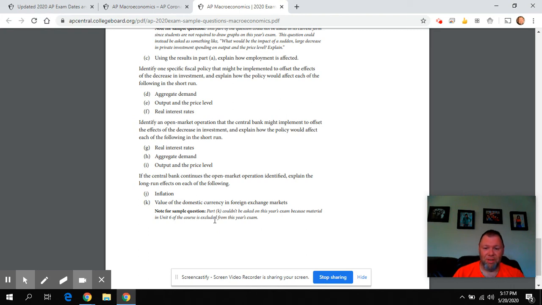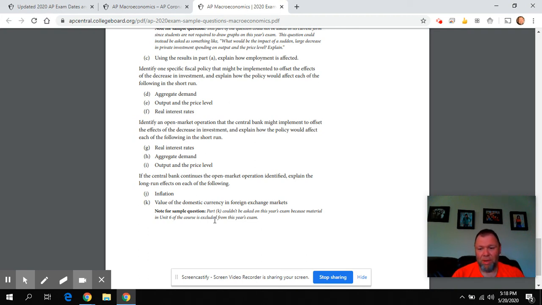Inflation will increase. Why? The aggregate demand shifted to the right, so price level is going up. Inflation is a sustained increase in price level. So if the bank keeps doing this, inflation will go up. You also can say inflation will be caused because there's an increase in the supply of money.